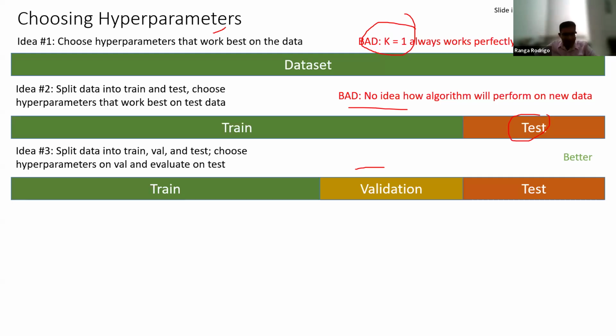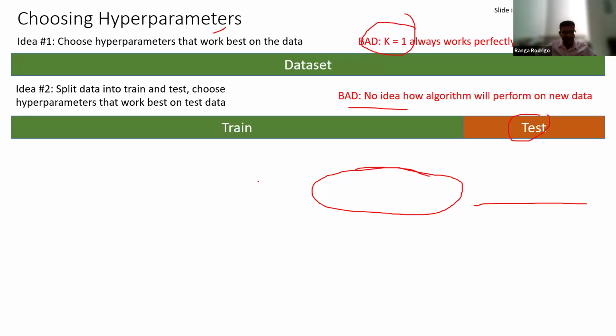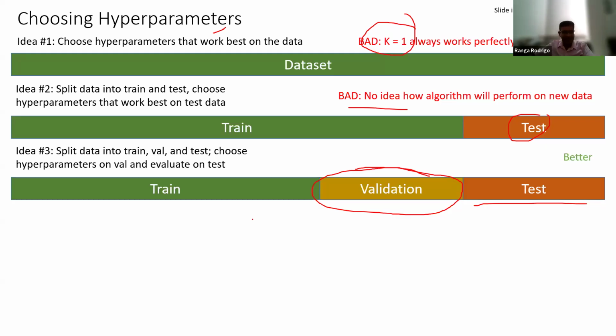Then idea three: split the data into train, validation, and test. This is a good idea. Hyperparameters on the validation set. We compute the hyperparameter, that means k and so on, in the validation set, and the test set you do not reveal in finding these hyperparameters. Test set is with the manager; they don't give it. So in one data set, you saw that in ImageNet, the labels of the test set are hidden, right? That's what I'm saying here.